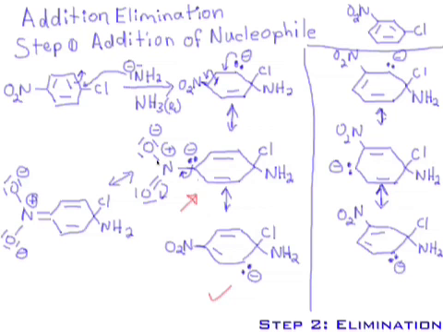Well, what's step 2? Well, obviously step 2, if we just redraw the resonance stabilized carbanion, step 2 is the reformation of the aromatic ring, or elimination of the leaving group. Hence the term addition elimination. What are we eliminating? The good leaving group Cl-. Nucleophile comes in and attacks. We have the resonance stabilized carbanion as our intermediate.